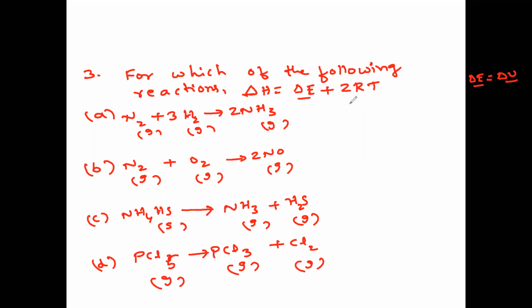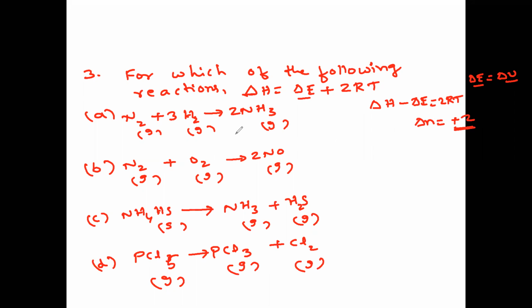So now, by this you can say delta H minus delta E is equal to 2RT. Yes or no? Because if you bring delta E to this side, it becomes 2RT. So for which of the following gas delta N is equal to plus 2, that is the answer. So delta N should be plus 2.